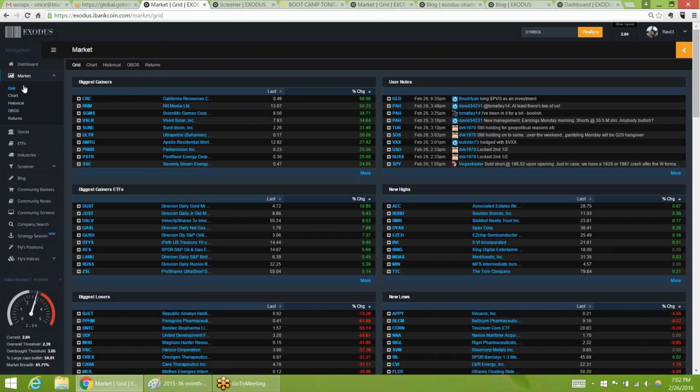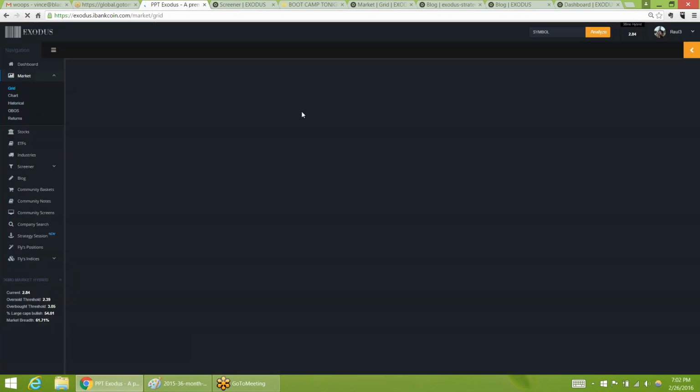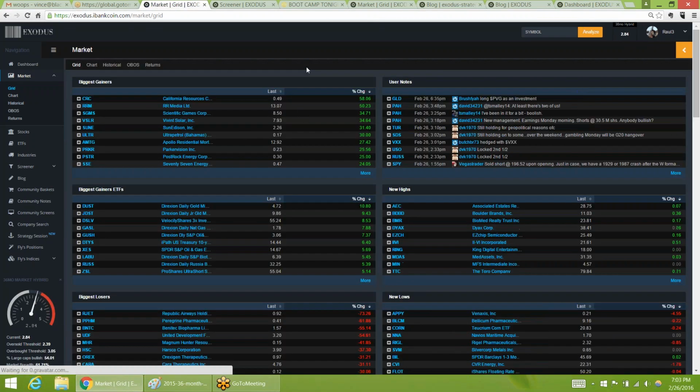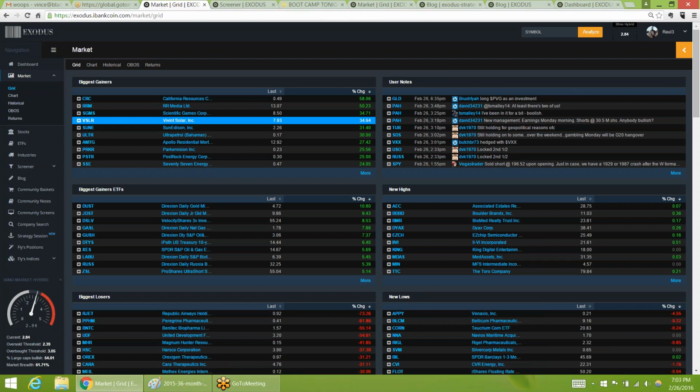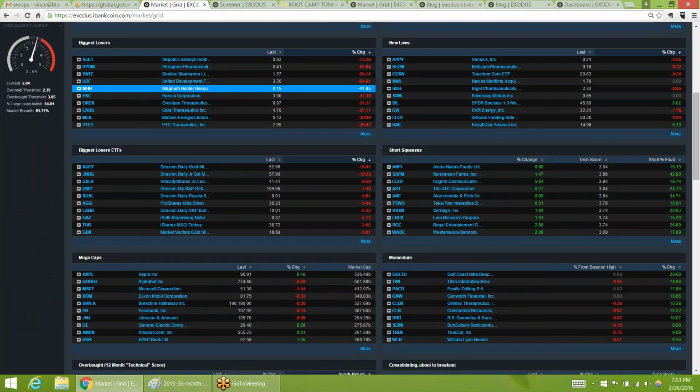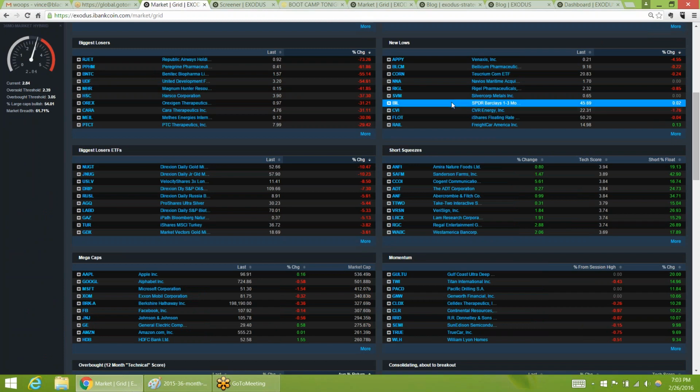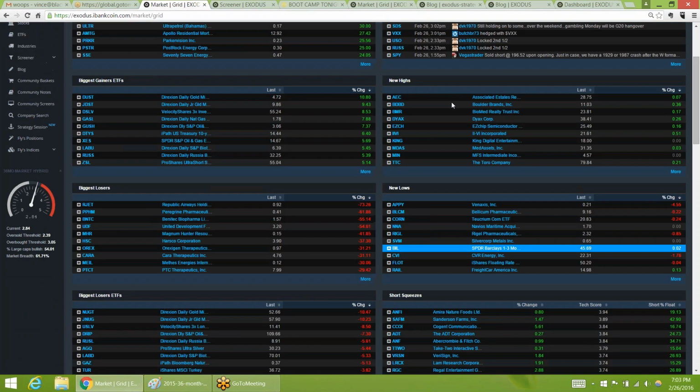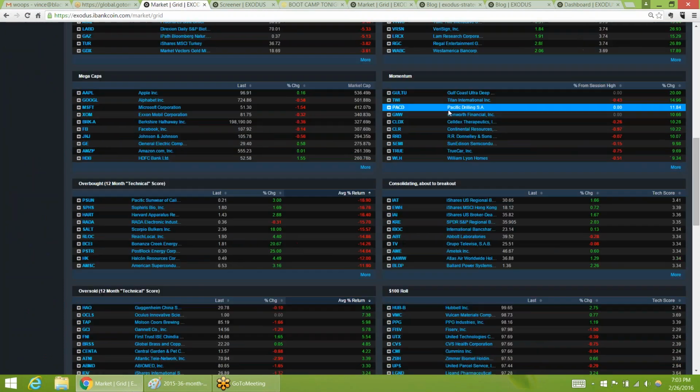Without further ado, let's go into the market grid. The market grid is designed to generate idea flow for you guys, trading opportunities. There's a bunch of different screens here, and they all have different purposes. The general premise is that you're looking to find out what's working in this tape. That's what they're designed to do: identify those areas in the market that are working.